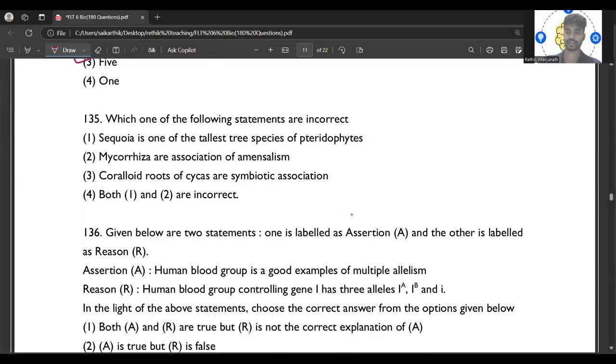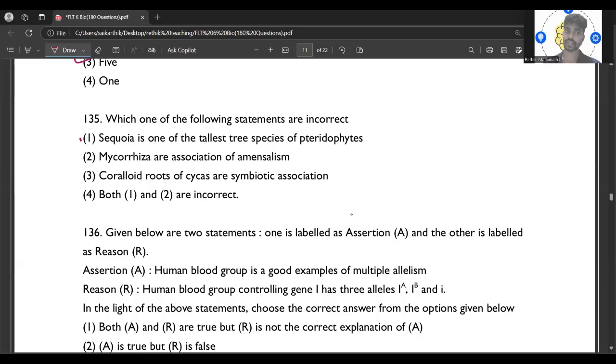So 135 is which one of the following statements is incorrect. So one of the gymnosperms, Sequoia, is one of the tallest species of the gymnosperms. Then the mycorrhiza are an association of amensalism. Then coralloid roots of cycas are symbiotic association. So both 1 and 2 are incorrect, because one of the gymnosperms, the giant redwood tree, that is Sequoia, right? It actually belongs to gymnosperms.